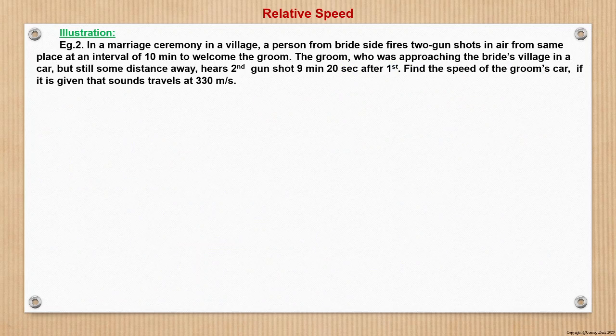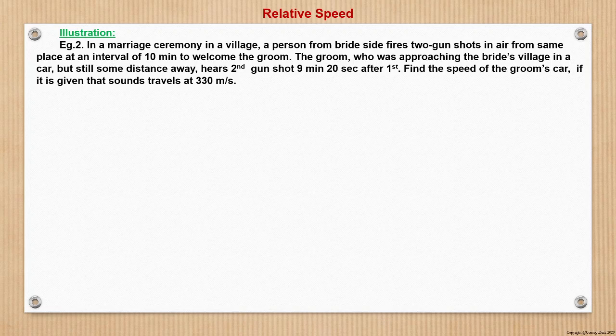appears in an examination. Now, question number 2: in a marriage ceremony in a village, a person from the bride side fires two gunshots in the air from the same place at an interval of 10 minutes to welcome the groom. The groom, who was approaching the bride's village in a car but still some distance away, hears the second gunshot 9 minutes 20 seconds after the first shot. Find the distance of the groom's car if it is given that the sound travels at 330 meters per second.